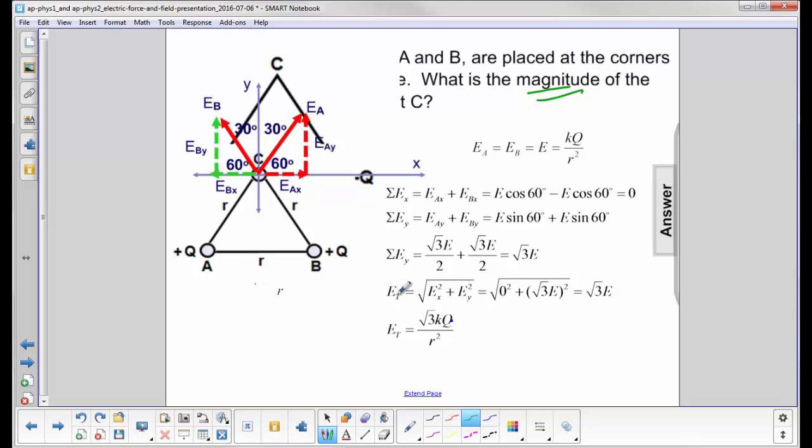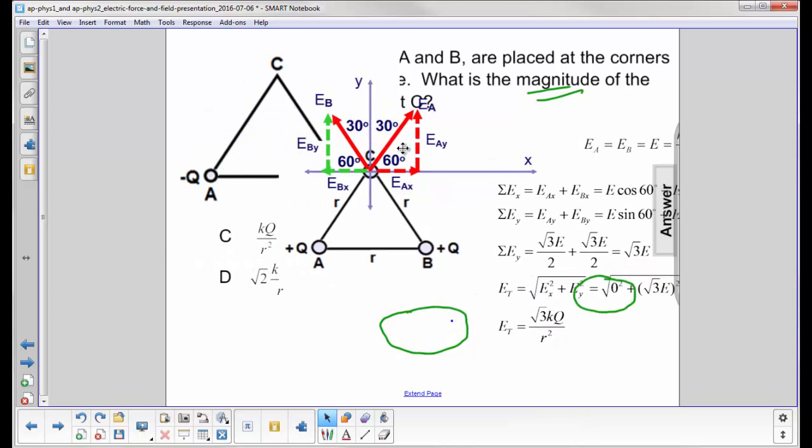And then we actually did a little longer way. We used Pythagoras, where we counted the x direction as 0, and we still get the total electric field is our component in the y direction. So that would be E total is radical 3 KQ over R squared.